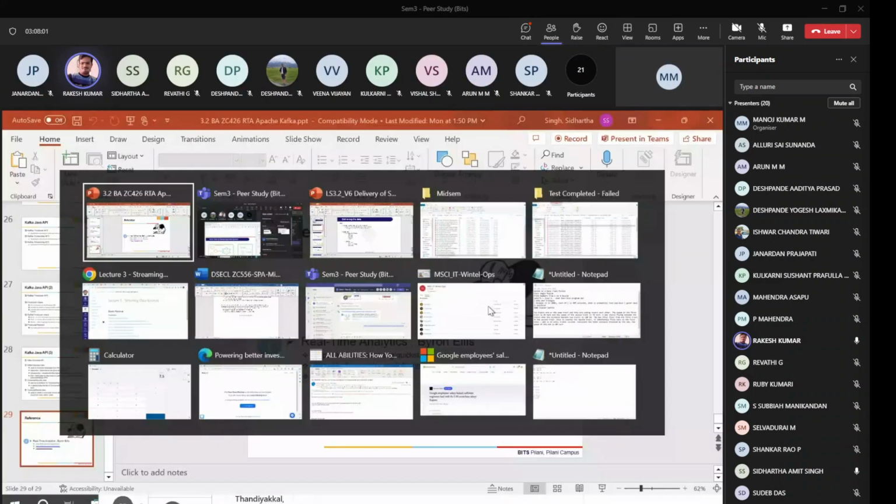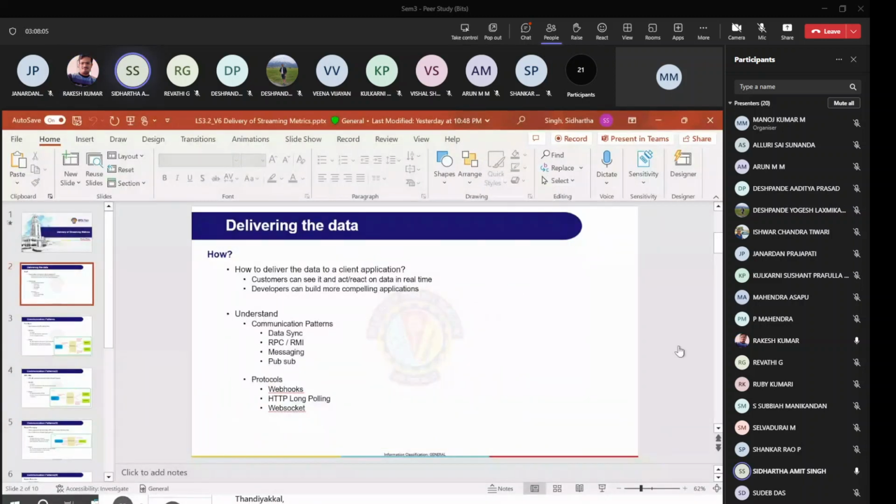Can you see my screen? Yes. I think this is something delivering the data. Data sync, RPC. What is the full form of RPC, RMI? I think remote method interface, something like that. RPC is remote procedure call. Basically you're calling some remote functions which are sitting on some other machine.